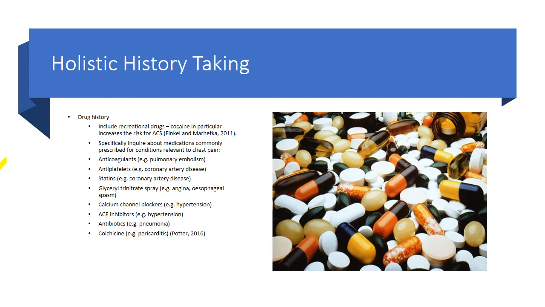So if people are on anticoagulants because they've had a recent DVT, that might put them at an increased risk of pulmonary embolism. If people are already on antiplatelets for coronary artery disease, then it might increase our suspicion of acute coronary syndrome. Another example is if they've been treated recently with antibiotics for an infection, in particular a chest infection, that might increase our suspicion that this has progressed to a pneumonia. So ensuring that we ask specifically about some of these medications can be really useful.